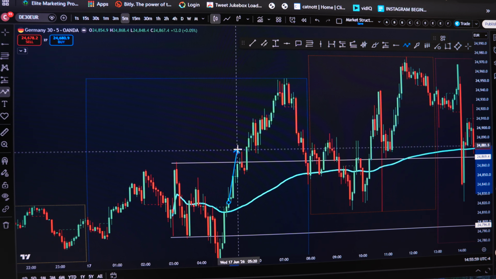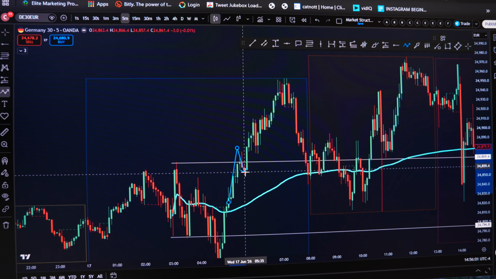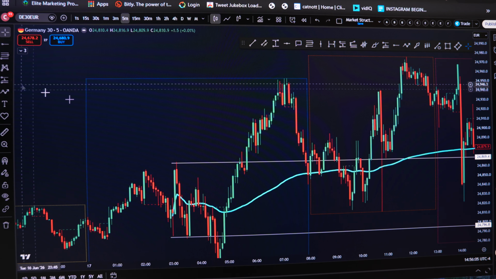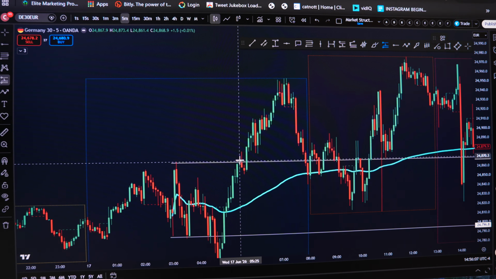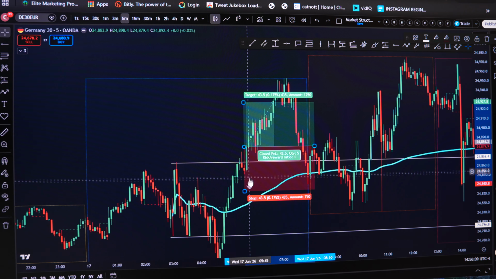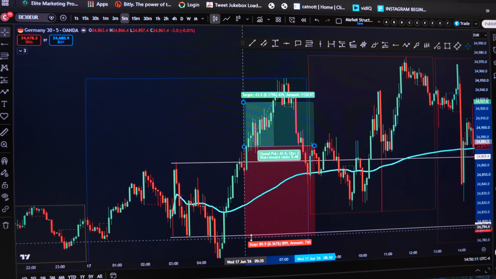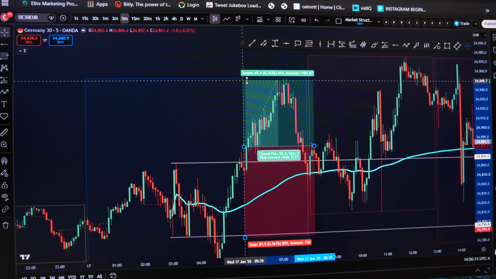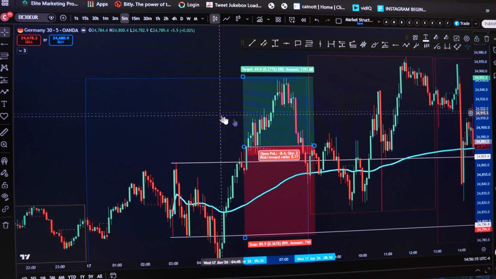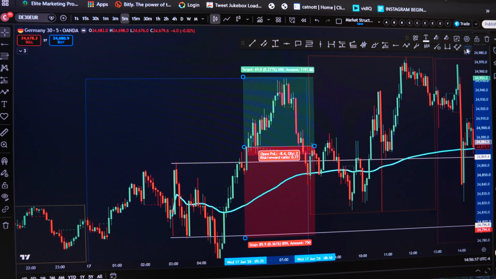You want to see it break, retest. Could have cut the trade here if you wanted to. I like to wait for a candle to close. So this would have been your move, but your stop would have been down here. I like to put my stop below the ORB. Would have called it almost a 1R there if you wanted to.